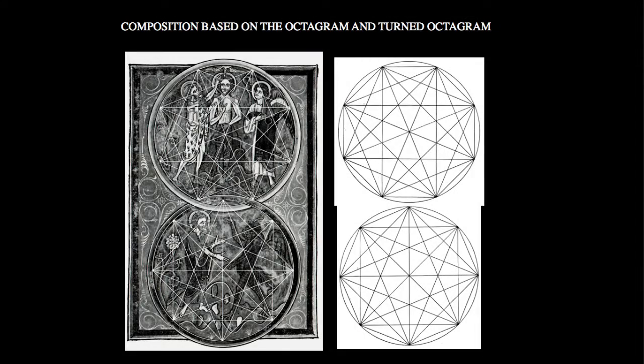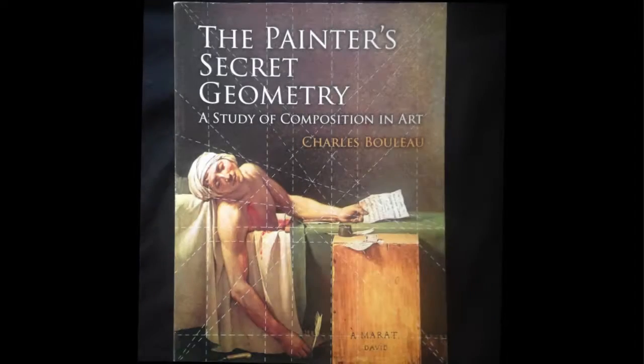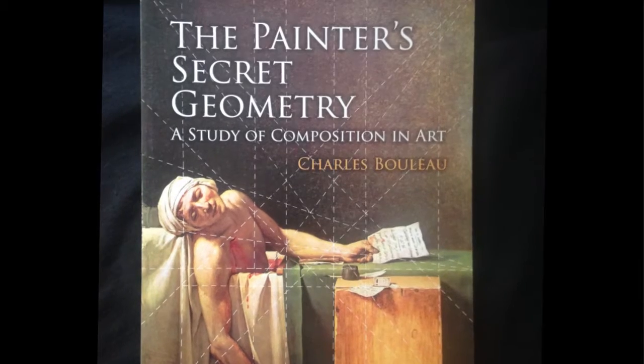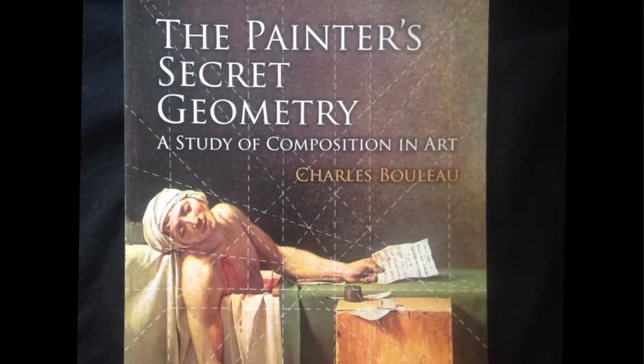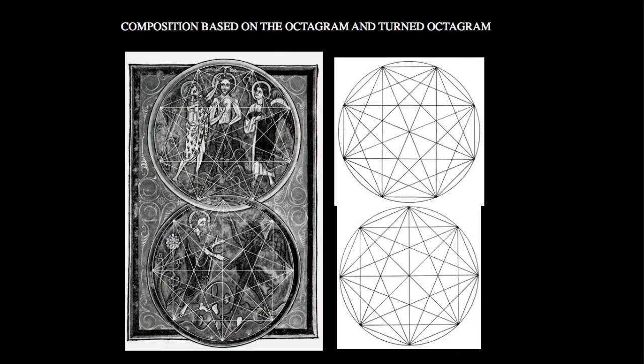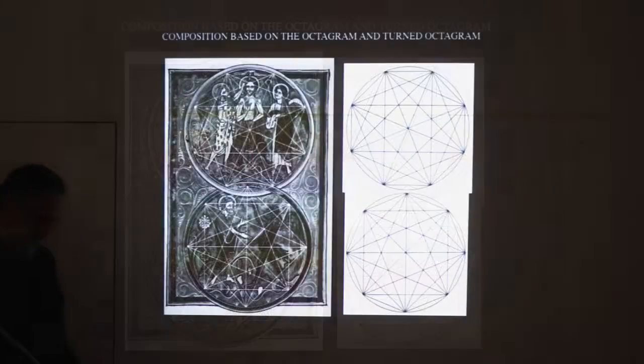So now I'm taking an example from a book by Charles Bouleau called The Painter's Secret Geometry, a study of composition in art. It was out of print for the longest time, but it's recently come back into print. And he gives numerous examples of how certain geometries underlie the compositions. So we're still in the medieval or Gothic period, but now around the 14 or 1500s.